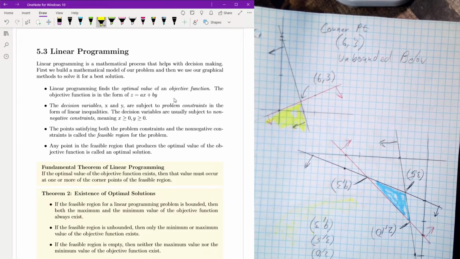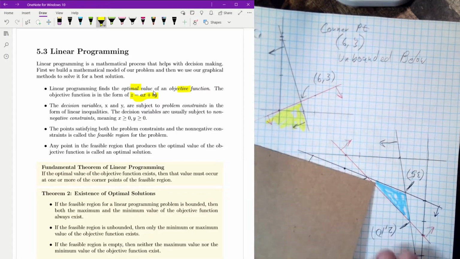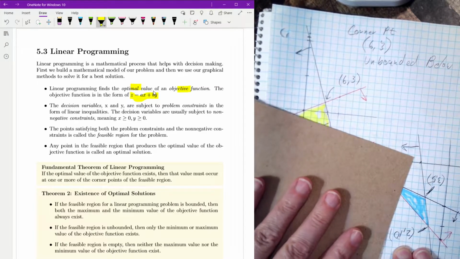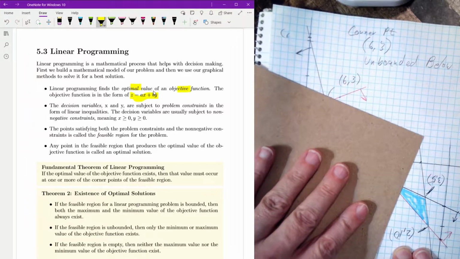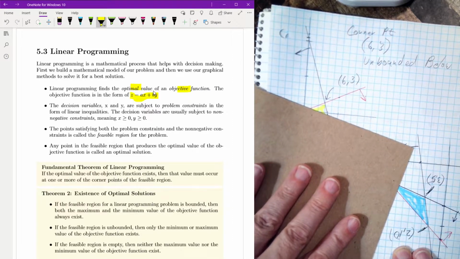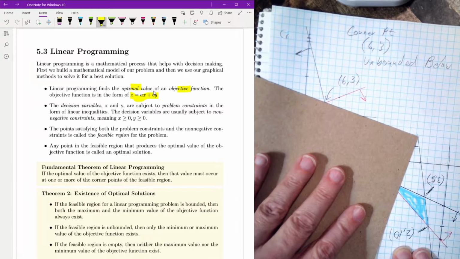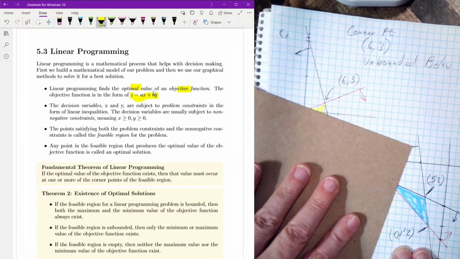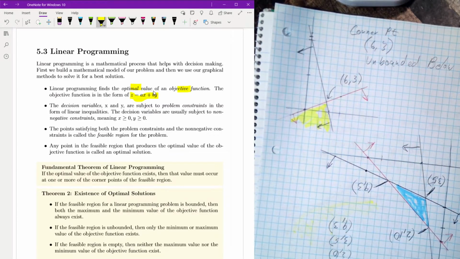Linear programming finds the optimal value of an objective function. The objective function is something we're going to say regularly, and this is basically just a line. When we say z equals ax plus by, this is literally a line. If you were going to look at it on one of our graphs, that line is going to come in somewhere on here. And it's going to be defined for you by the problem. You will have to figure it out, but it's going to be defined for you by the problem.